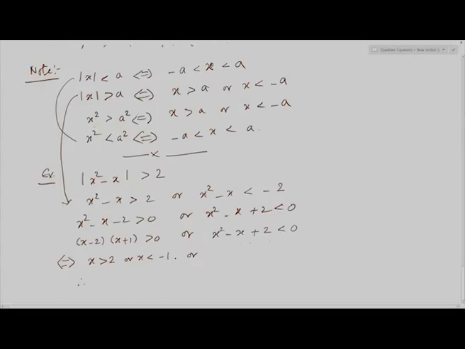Or now consider this inequality. Here the discriminant b square minus 4ac is always negative, therefore there is no x in R satisfying this inequality. Therefore, the solution set is from minus infinity to minus 1, open interval, union 2 to infinity. So, this is the complete solution set of the given inequality.